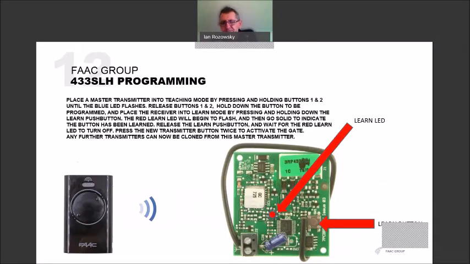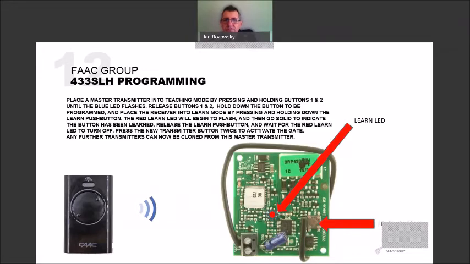Effectively, it's fairly similar to the previous one. You identify the learn push button and the learn LED, but now with an SLH transmitter, we need to put it into teaching mode before we can actually code it into the receiver. And once again, we do that by pressing and holding buttons 1 and 2 on that transmitter until the blue LED begins to flash. You then release the buttons. You hold down the button you wish to program. So let's say button 1 in this instance.